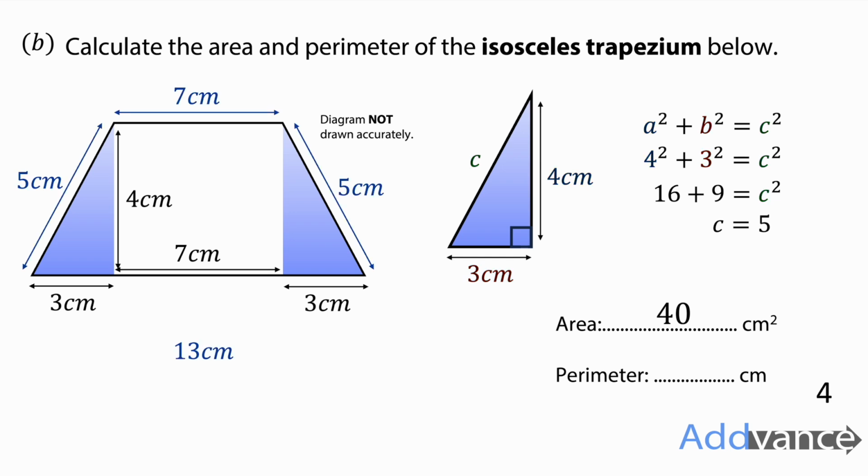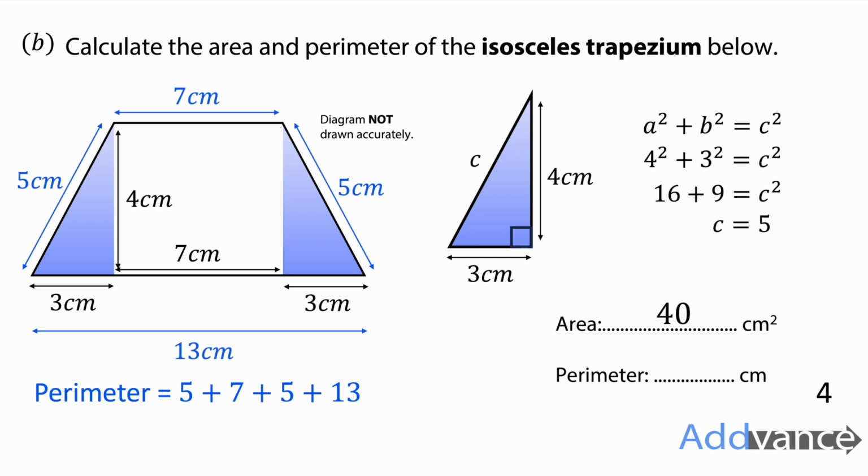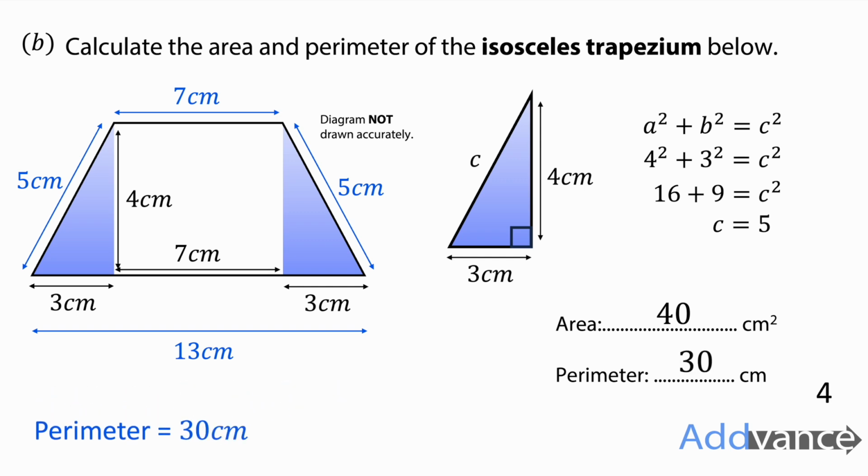To find the perimeter, we're just going to add up all of the sides. So 5 plus 7 plus 5 plus 13, that gives you 30 centimeters. The perimeter is 30 centimeters. It was tricky to notice this needed Pythagoras' theorem, but when you start spotting right angle triangles, you start seeing when and where to use Pythagoras' theorem.